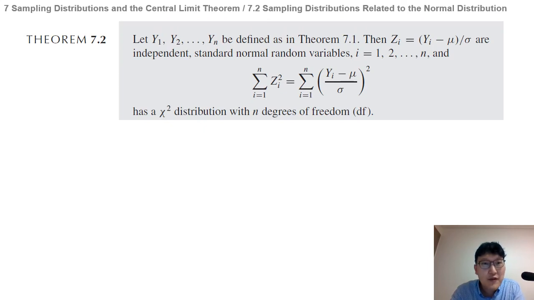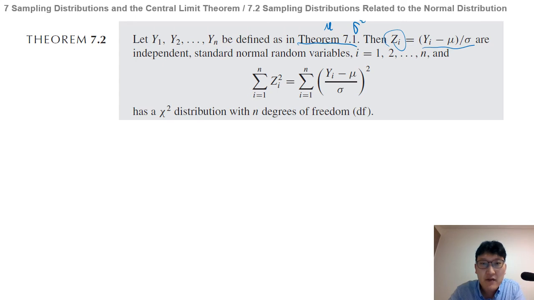Let's move on to Theorem 7.2. Let y1, y2, and yn be defined as in Theorem 7.1, which is y1 to yn are normally distributed with mean mu and variance sigma square. So if this is the case, then if we define zi as yi minus mu divided by sigma, then this follows normal distribution.